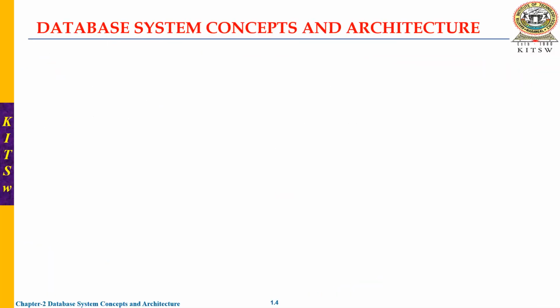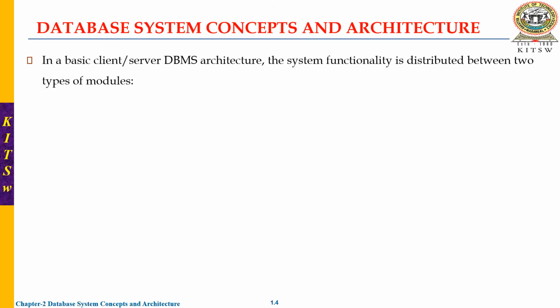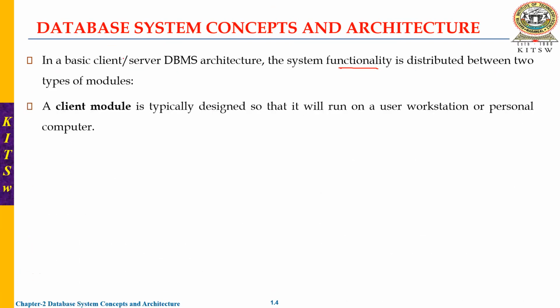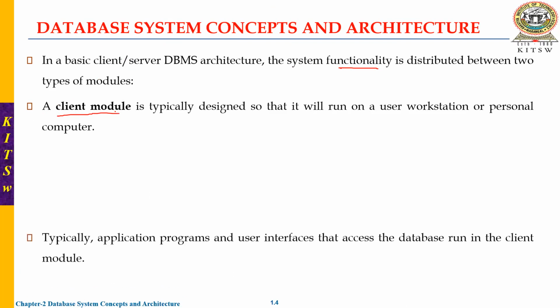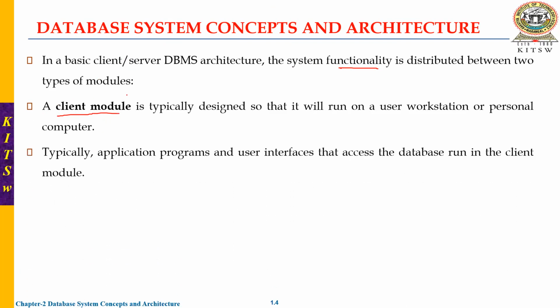Database system concepts and architecture, the first topic. In a basic client-server DBMS architecture, the functionality is distributed between two types of modules. What are those two types of modules? One is the client module. The client module is typically designed so that it will run on a user workstation or a personal computer.